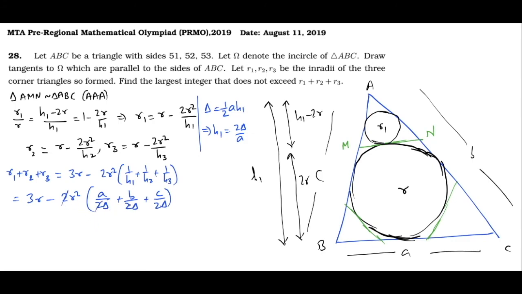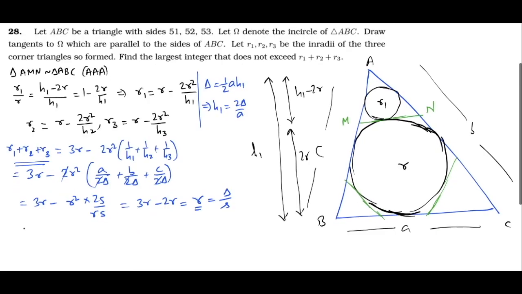The 2 gets cancelled. We get 3R minus R square into a plus b plus c, which is the perimeter, by delta. Delta is inradius into semi-perimeter. This becomes 3R minus 2R, or R. So the sum of R1, R2, R3 is equal to the inradius of the triangle ABC, and inradius is nothing but delta by S.